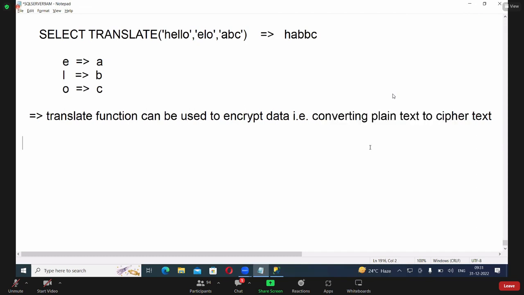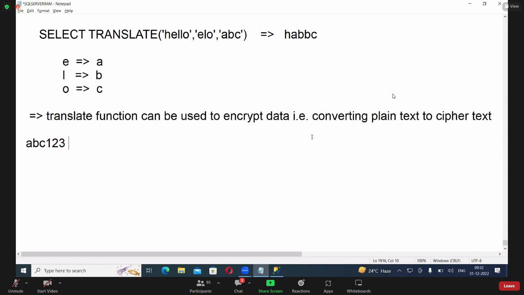So you can use translate. Usually passwords are encrypted. Your Gmail account has a password, but in the Gmail database the password is not stored as it is. Like if you set the password ABC123, it is not stored as ABC123. Before storing it, they encrypt it, converting it into some format.